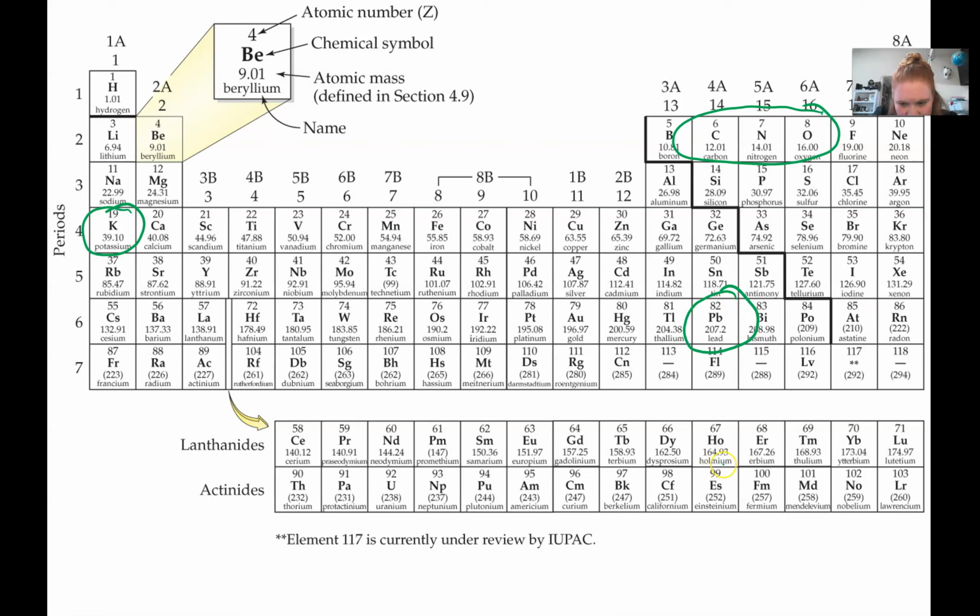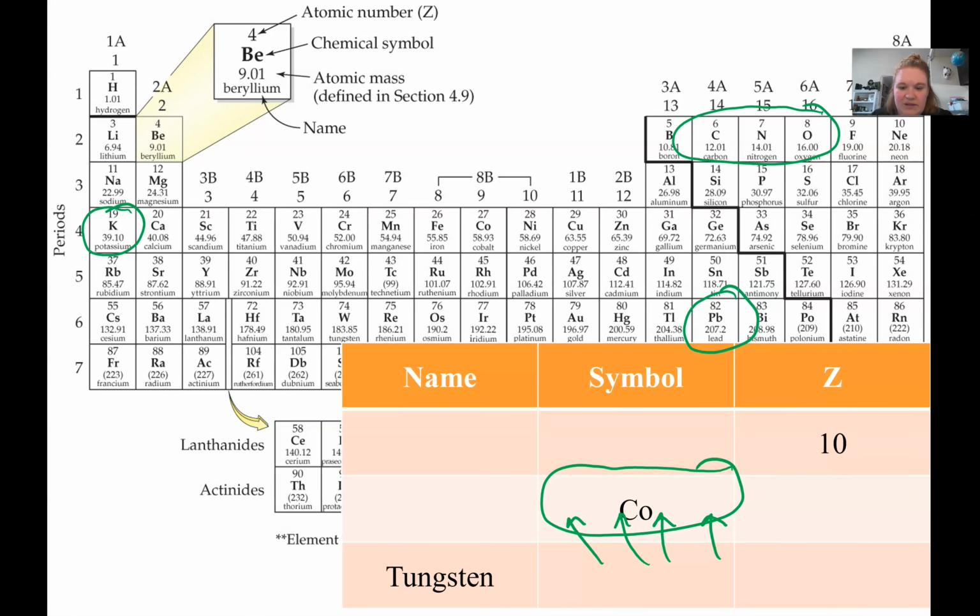So I'm going to circle a little row down here. Curium is named for Marie Curie, and Einsteinium is named for Albert Einstein. And berkelium and californium are both named for UC Berkeley because they were both created at the lab at UC Berkeley. Let me erase my circles down here. We'll do a little practice one. So we're going to fill in this table, the name, the symbol, and then the Z or the atomic number.